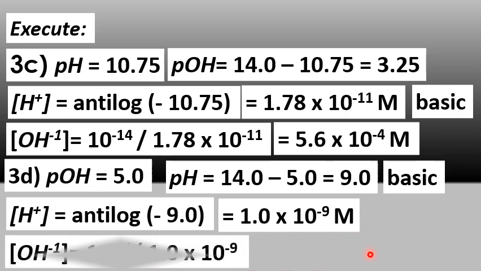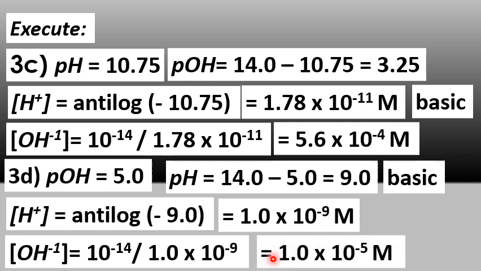And lastly, for the negative hydroxide ion concentration, again, we divide the number 1 times 10 to the negative 14 by 1.0 times 10 to the negative 9. So we will get the negative hydroxide ion concentration equal to 1.0 times 10 to the negative 5 moles per liter or molars.